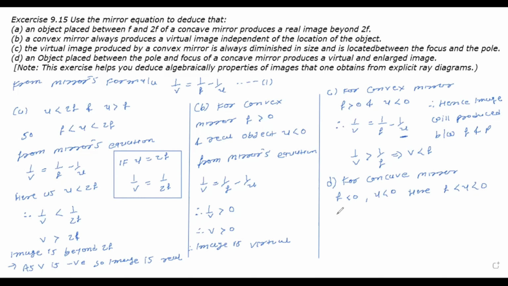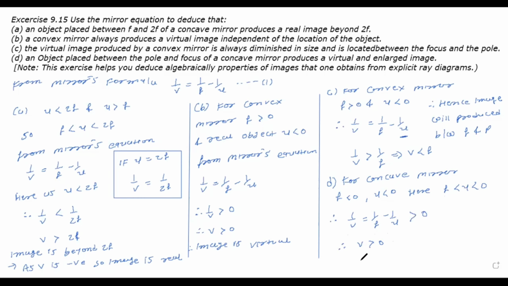Now from the mirror equation, 1 over v equals 1 over f minus 1 over u. Here f itself is negative, and u itself is also negative. So the term becomes 1 over u minus 1 over f. But here you can see that u is greater than f, so this term becomes positive, and hence I can say v is also greater than 0.